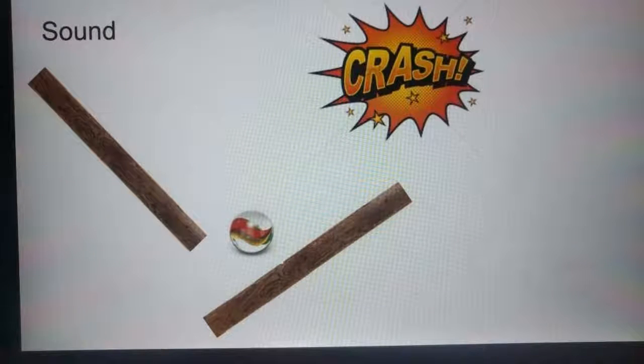The final way energy could have been lost during our energy transfer apparatus was through sound. Every time the marble or any moving part created any sound, that sound is energy in the form of sound waves. So each little sound was a little bit of lost energy.